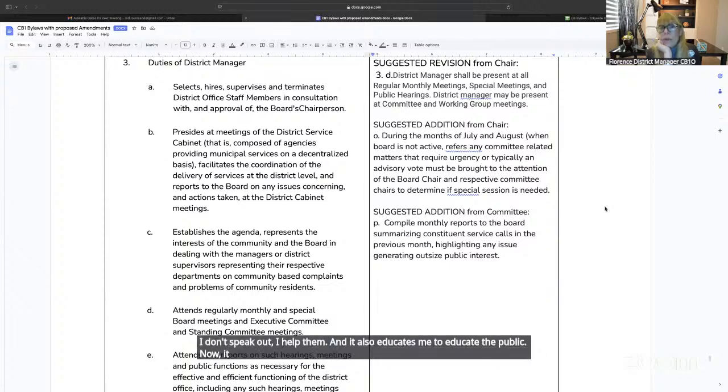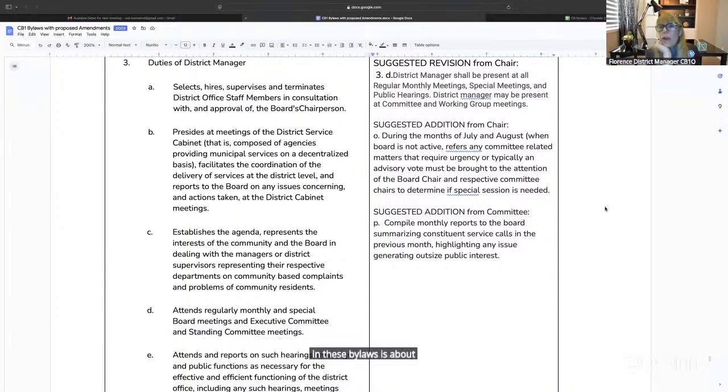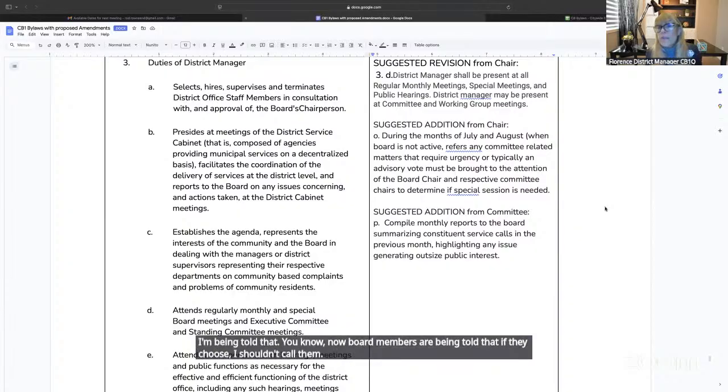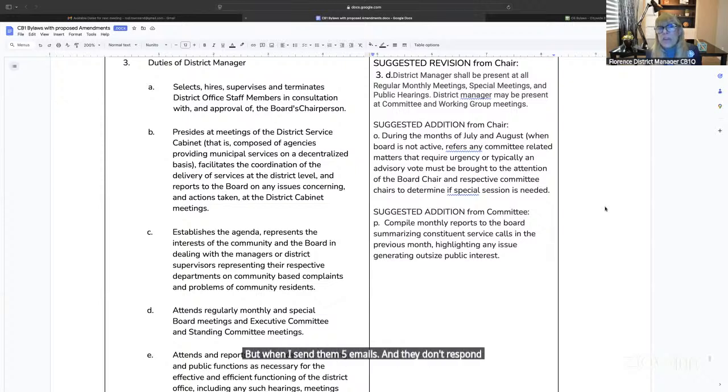Now, it's clear by these bylaws that you want to change my role completely, because the massive amount of things in these bylaws is about changing what I do. But as you, the board members, are termed out in 27 and 30, you're going to cause a hardship to future board members. Board members are being told that if they choose, I shouldn't call them. But when I send them 5 emails and they don't respond, I need to call them if I'm doing an agenda. If I'm doing a committee meeting and the committee chair doesn't know about the topic, instead of writing a thesis in an email, it's much easier for me to speak to them. Sometimes in the middle of a committee meeting, the chairs will ask me a question because they won't remember something they need to know.